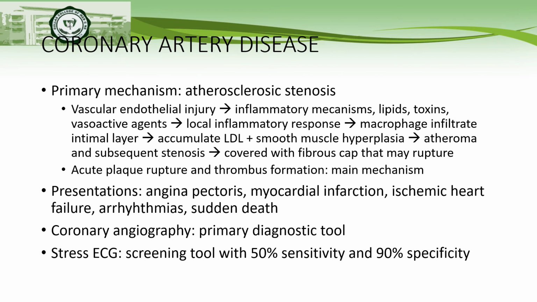These atheromas have a fibrous cap that may rupture, thereby exposing the underlying cells and extracellular matrix, which are very prothrombotic. Acute plaque rupture and thrombus formation is thought to be the main pathophysiologic mechanism responsible for acute coronary syndromes.